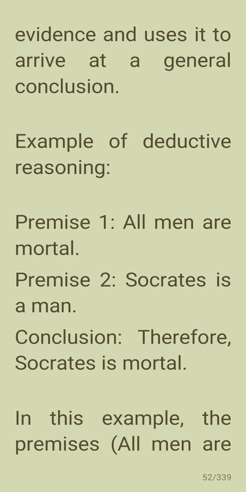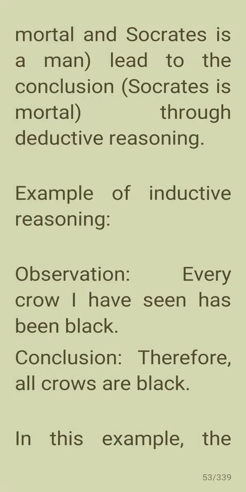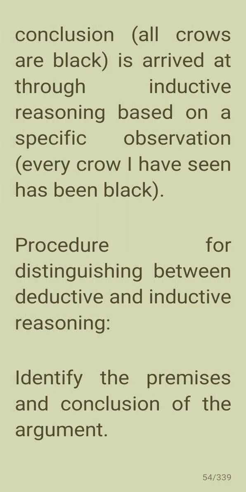Example of deductive reasoning: all men are mortal, and Socrates is a man. Therefore, Socrates is mortal. In this example, the premises all men are mortal and Socrates is a man lead to the conclusion Socrates is mortal through deductive reasoning. Example of inductive reasoning: observation: every crow I have seen has been black. Therefore, all crows are black. In this example, the conclusion is arrived at through inductive reasoning based on a specific observation.